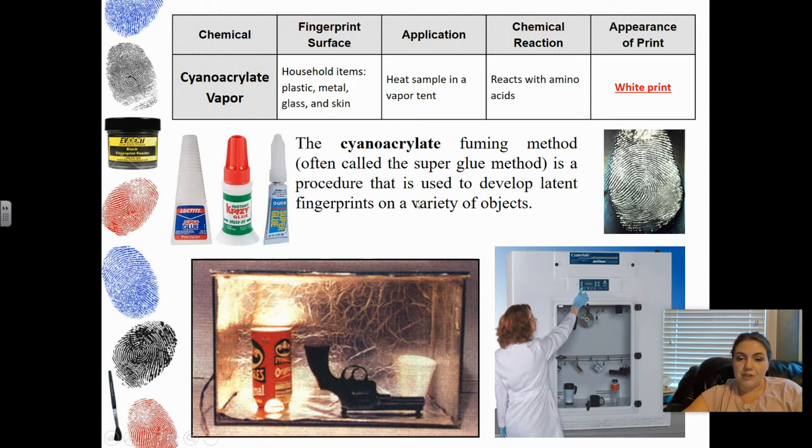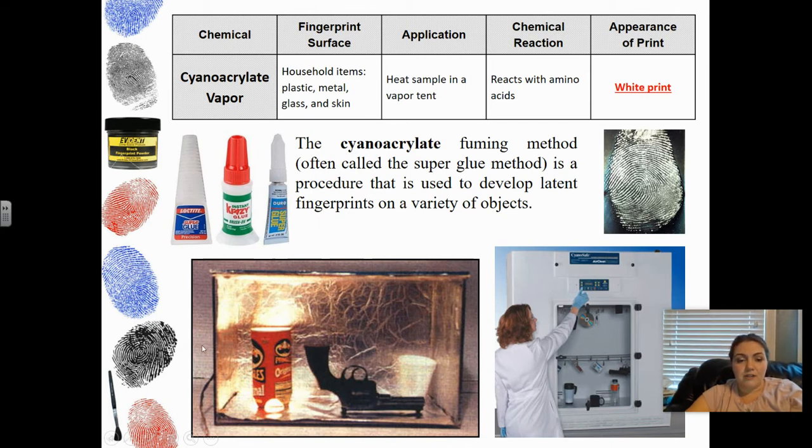But the superglue method is a procedure that is used to develop latent prints on all kinds of objects. So you're seeing this Pringles can, a gun, a cup, a lot of objects it can work on. So that's why it's probably the more common one that I hear about, putting them in these fuming chambers. So household items, plastic, metal, glass, even skin, they've attempted with it. So if they thought they had a print on their arm, they could put their arm in the fuming chamber and see if they can get the print to show up.